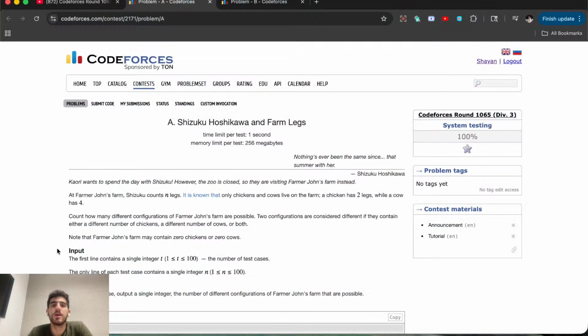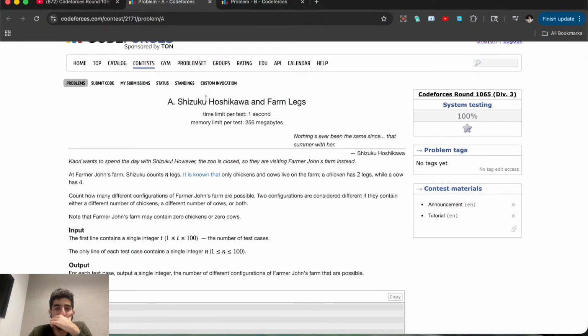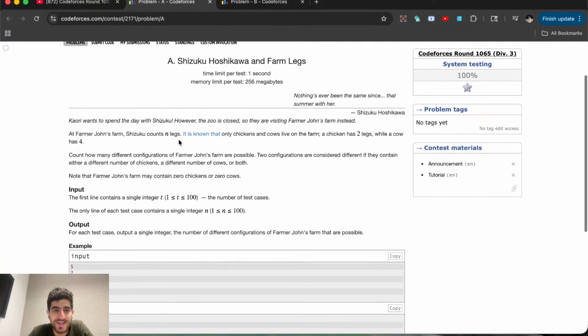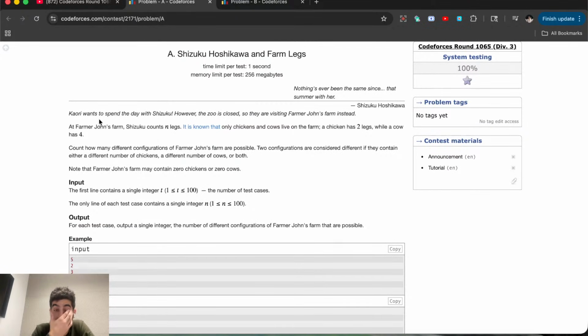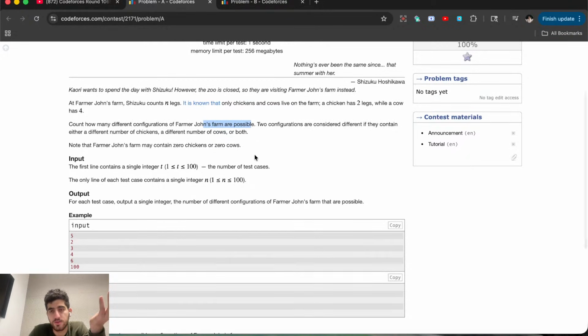So let's start from the first problem. The first problem is Shizuku, Hoshikawa, and Farmlex. It says that we have a farm, and in this farm, Shizuku has counted n legs, and we know that each chicken has 2 legs and each cow has 4 legs. You have to say how many configurations are possible, assuming that there are n legs in total. You have to just say that.